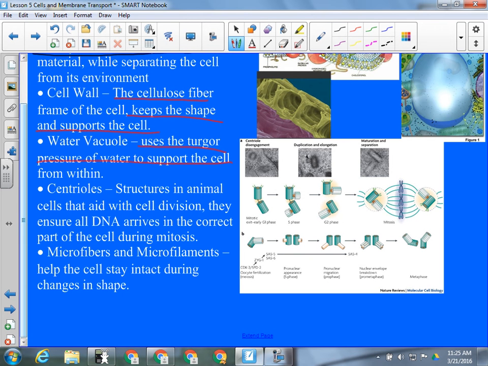Centrioles, we talked about those. This is a much better diagram than what I drew. The centrioles migrate to the two ends of the cell like this, and then they send out these cables that attach to your DNA and pull it to the right side during cell division. So that's their job. They aid with cell division, ensure all DNA arrives in the correct part. And then we talked about microfibers and microfilaments already. They just help the cell stay intact during changes of shape, which is why you don't see them as often in a plant cell, mostly in an animal cell.